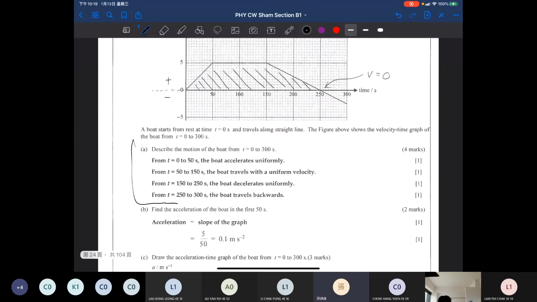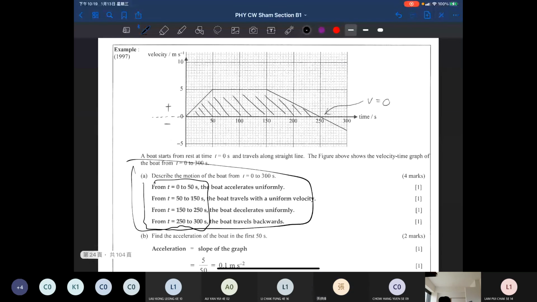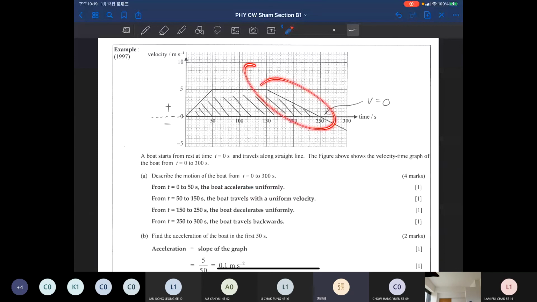Again, you have to remember how to describe the motion. First, state the time interval. Then, you can see this is a velocity time graph. For the slope, it's a constant. Therefore, this is accelerated uniformly. And for the second part, you can see the velocity is not changing. So, uniform velocity. Remember those words. Uniform velocity, uniform acceleration. Then this part is decelerated uniformly.